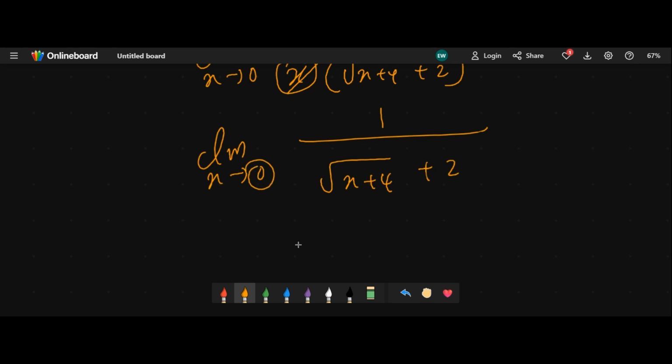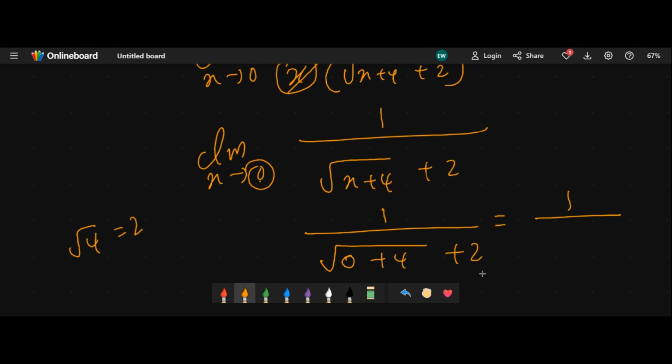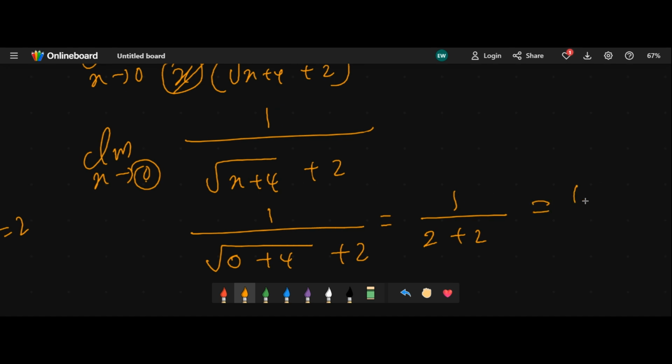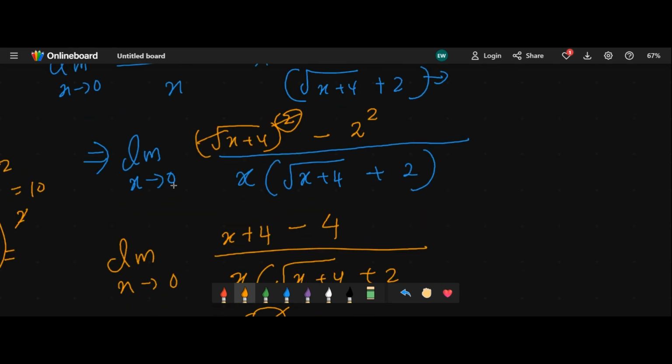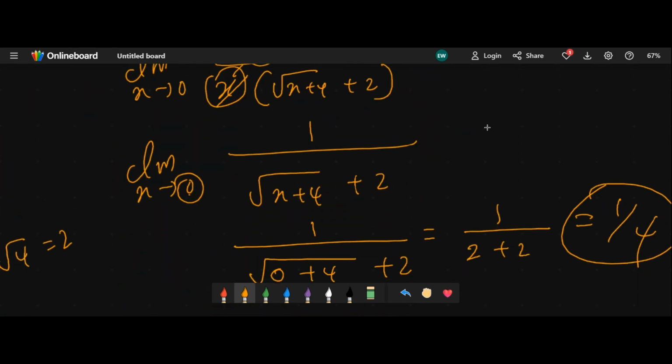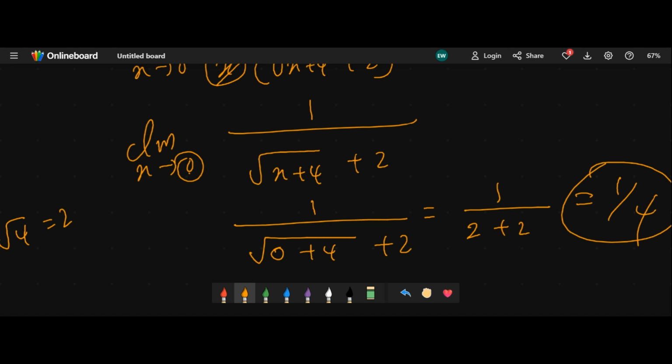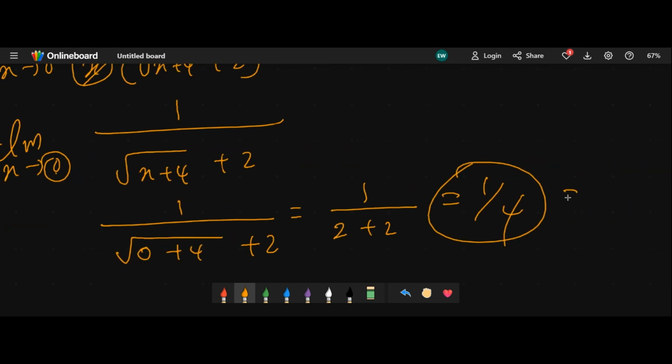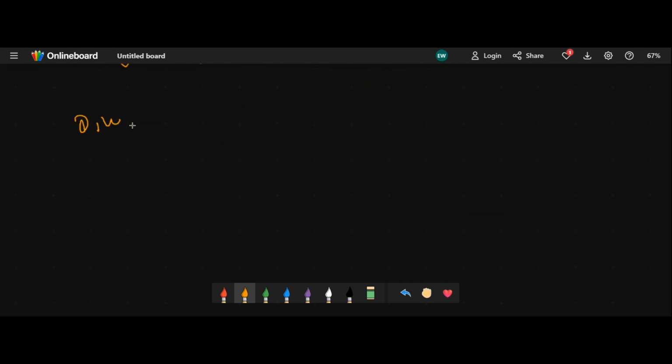Try to substitute 0. So 1 over the square root, if you put 0 for x, 0 plus 4, plus 2. So it will be 1 over, 0 plus 4 is 4, square root of 4 is 2. So 2 plus 2, it will be 1 over 4. So this is the answer. When x is approaching 0, the value of the function is around 1 over 4. 1 over 4 means 0.25.